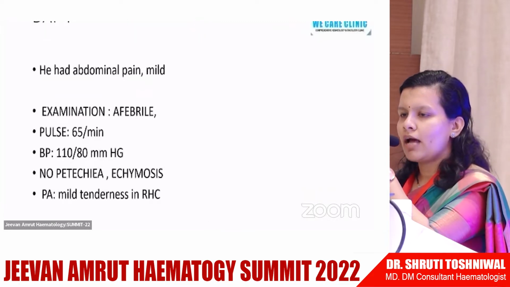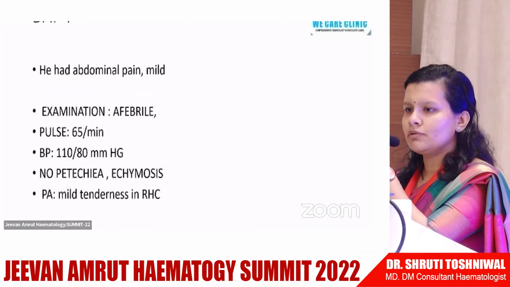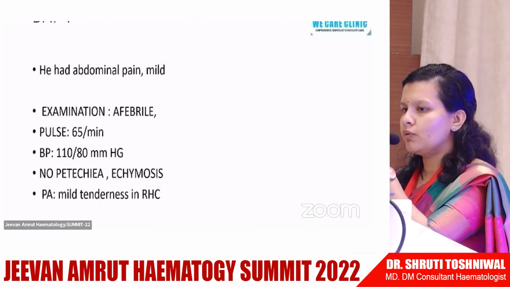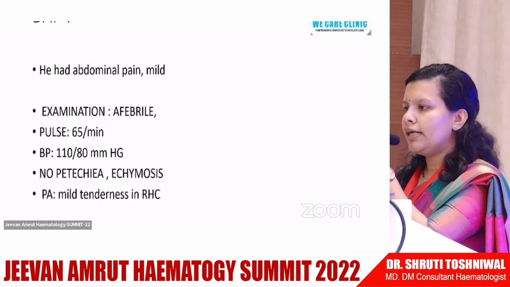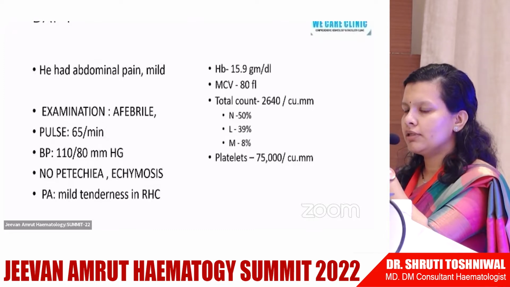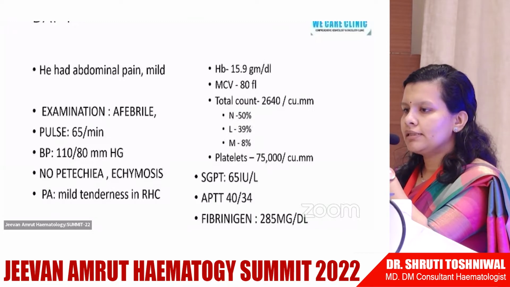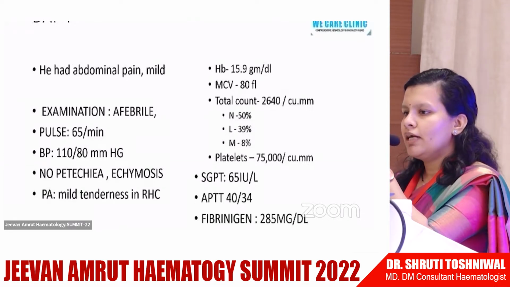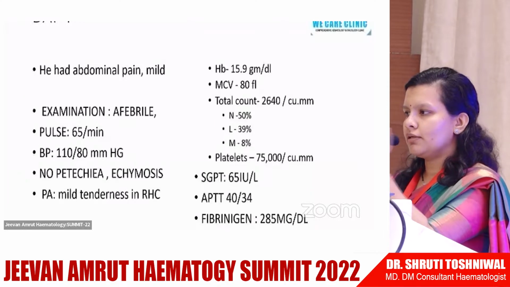On day 4, what happened? He had mild abdominal pain. He was afebrile, pulse 65, BP almost 110/80, slightly high. The pulse pressure is on the lower side. No petechiae, no ecchymosis, mild tenderness in the right hypochondriac region. There is slight hemoconcentration, slight leukopenia, and slight thrombocytopenia. Apart from that, his SGPT is slightly elevated, his APTT is 40 for a control of 34, and fibrinogen is normal. So this is an early dengue hemorrhagic fever.